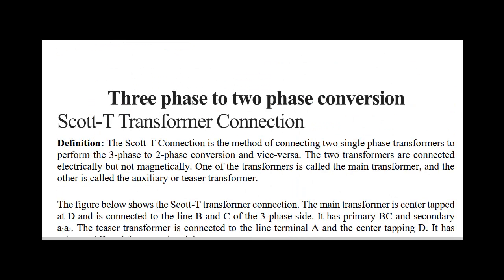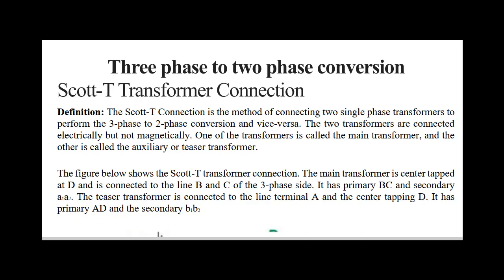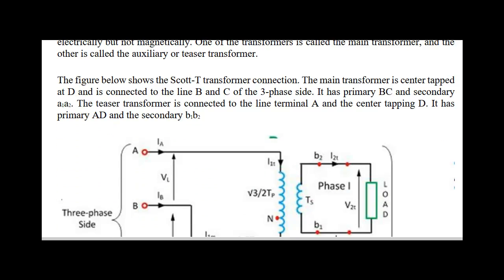The Scott-T connection is a method of connecting two single-phase transformers to perform three-phase to two-phase conversion and vice versa. The two transformers are connected electrically but not magnetically. One of the transformers is called the main transformer and the other is called the auxiliary or teaser transformer. The following figure shows the Scott-T transformer connection.